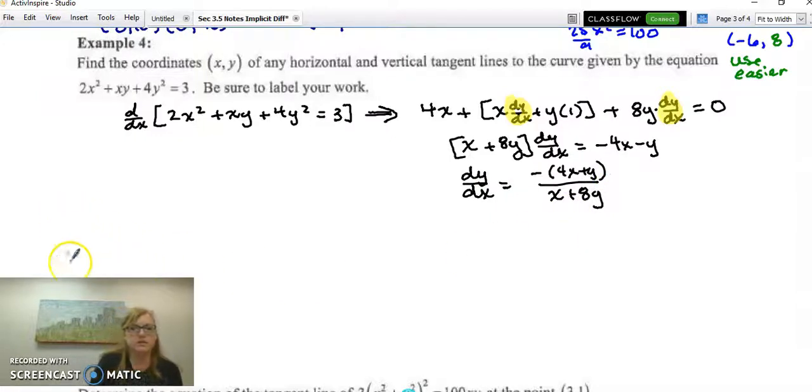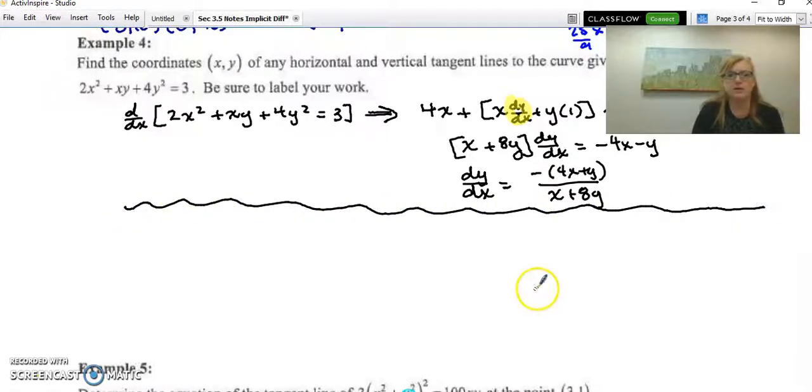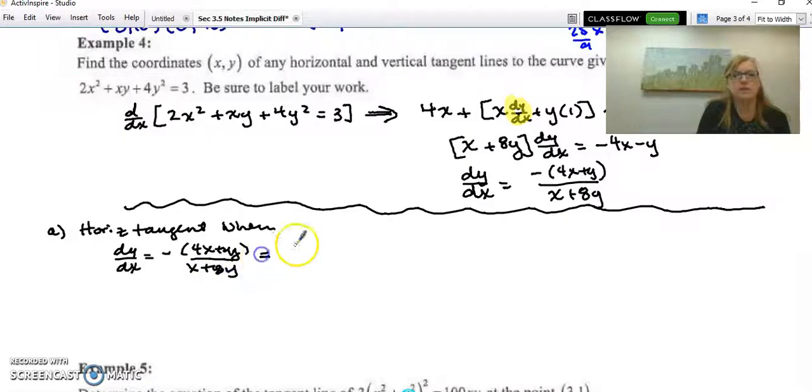So now when we take a look at this, let me move myself up here now. So this part of it is kind of your standard beginning, which would probably be like a part A on your free response. So now we would do horizontal tangent when, and then we would go ahead and do our system, and we would say what we're looking for. So that would be when dy/dx equals negative (4x plus y) over (x plus 8y) equals 0 over non-zero. So we say what we're doing, and then we're going to go ahead and do it.